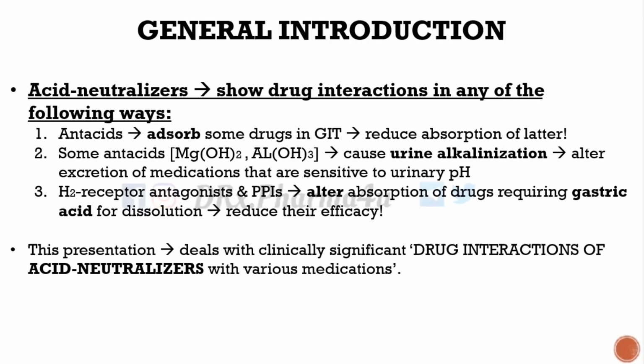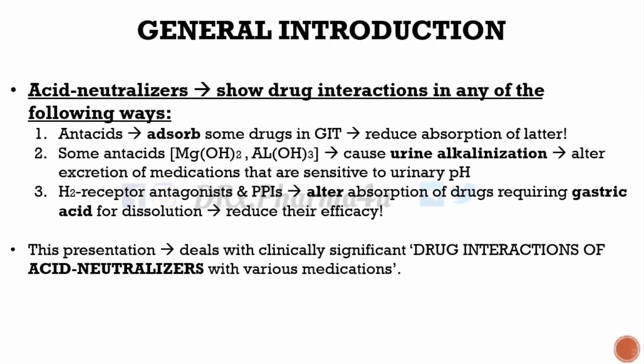Usually this phenomenon is used in antidotes for selected poisoning cases also, because there are some antidotes which adsorb the toxins to their surface and then they get eliminated through your urine or feces. So antacids have a tendency to adsorb some drugs in the GIT. As a result, those drugs will not be absorbed. So if absorption is not happening, then definitely the plasma drug concentration will reduce, and as a result, the efficacy reduces.